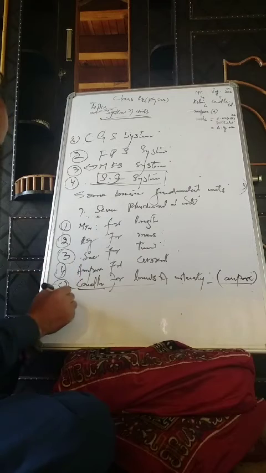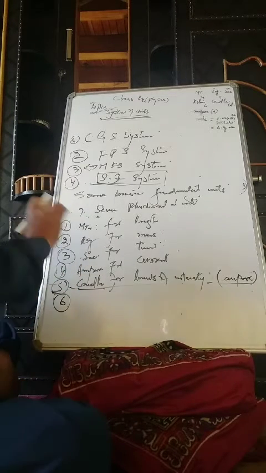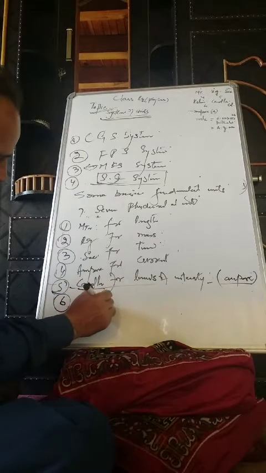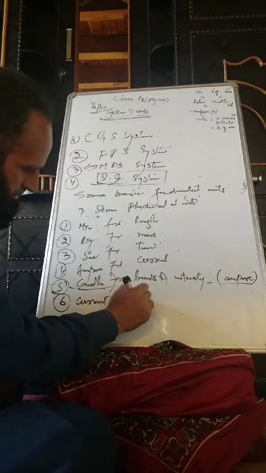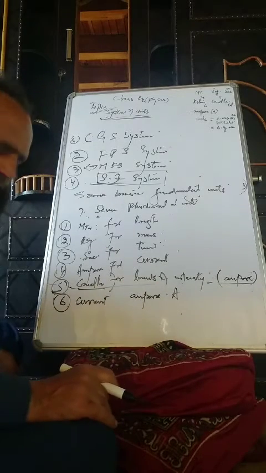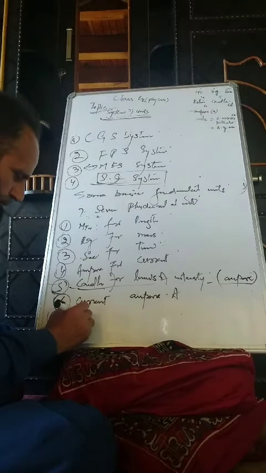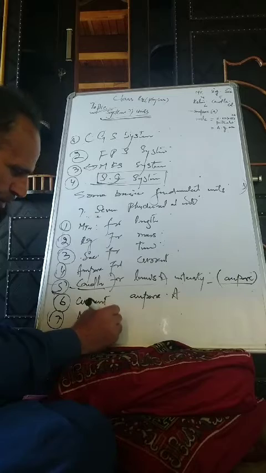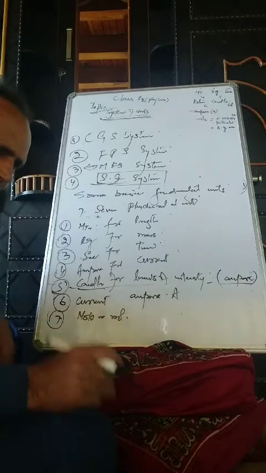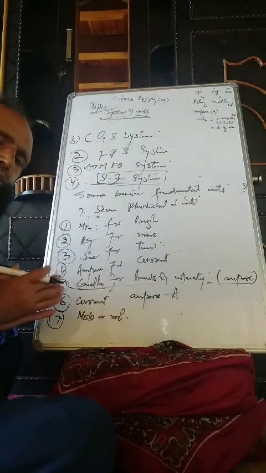And our 6th unit is current. For current it is ampere, A. Current is measured in ampere, A. Number 7, the unit is mole, written as mol. It is for the amount of matter. We measure matter in moles.